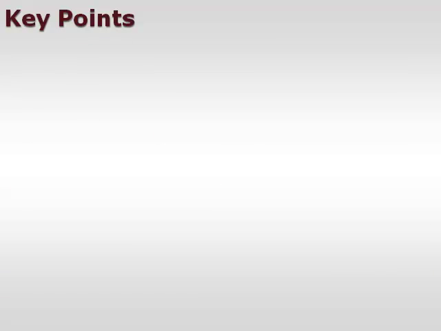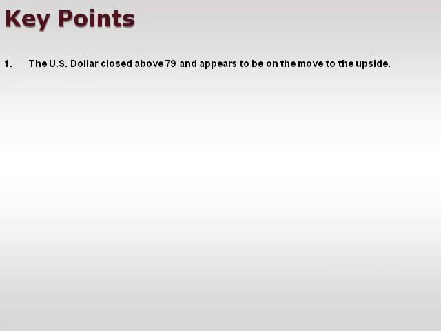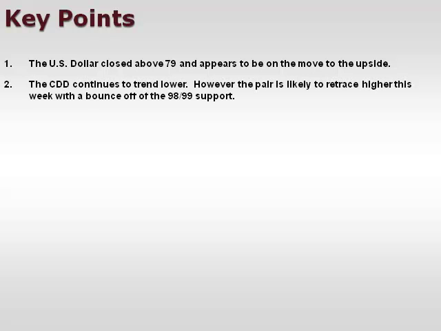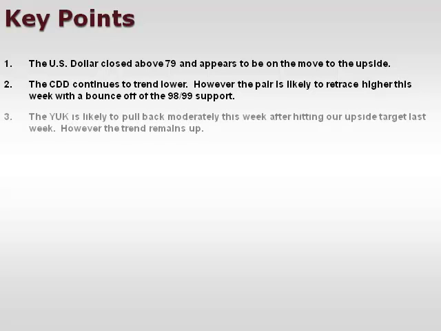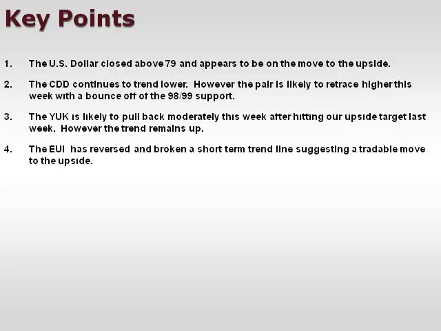Let's take a look at a few of our key points. First of all, the U.S. dollar index closed above 79 and appears to be on the move to the upside. The CDD continues to trend lower. However, the pair is likely to retrace higher this week with a bounce off of the 98.99 support level. The YUK is likely to pull back moderately this week after hitting our upside target last week. However, the trend remains to the upside.